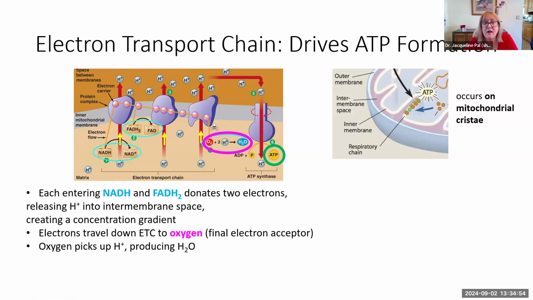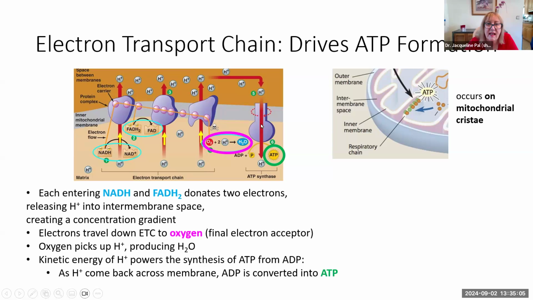And what does it form? Our friend water. Okay, so here's where we get our waste product of water right there. In addition, the kinetic energy of this hydrogen is going to give us the power to form a bond between ADP and a phosphate to make ATP, to convert it. So here is where ATP is being made.